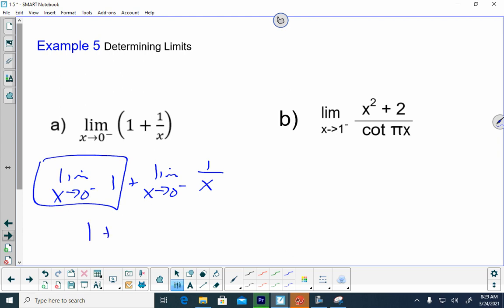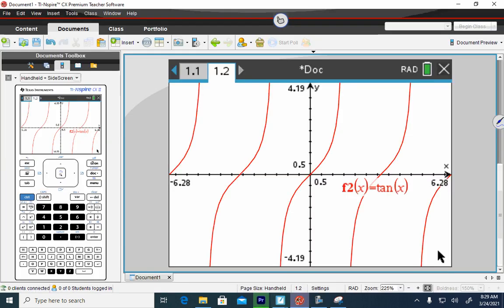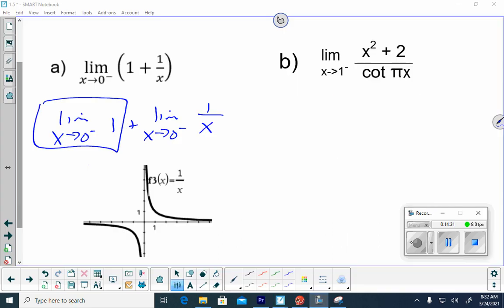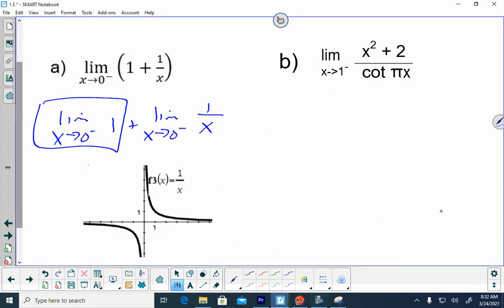And then when I graph this, so here's a graph of 1 over x. I'm approaching 0 from the left, so coming this way from the left, approaching 0. That looks like it's going to be negative infinity. So I'm going to have 1 plus negative infinity, which is just going to be negative infinity. So the limit of the entire thing is going to be negative infinity.